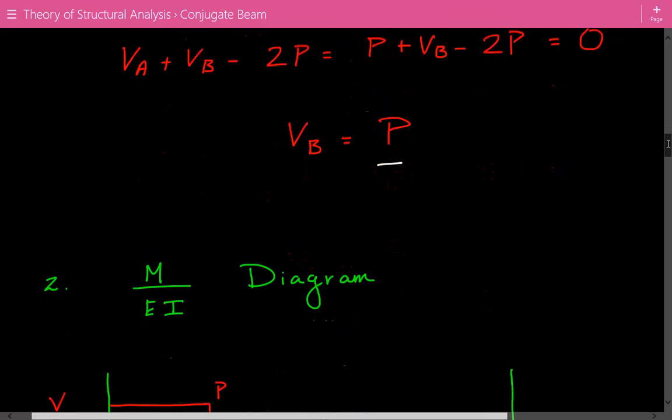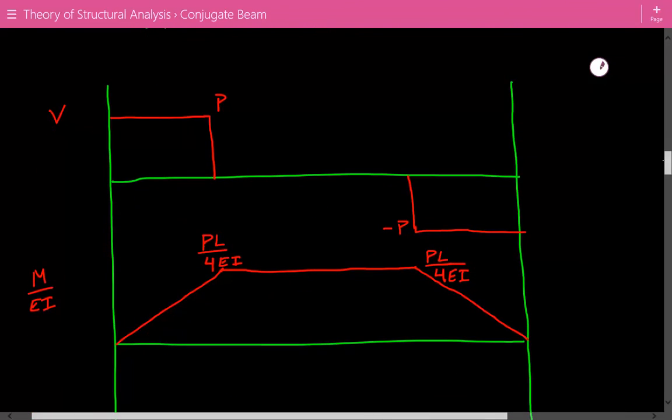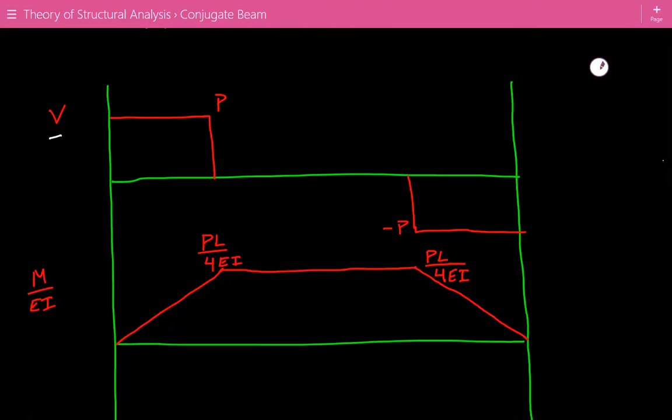Next, we're going to construct a shear and M over EI diagram. So here's our shear diagram, and then our M over EI diagram. The maximum value is going to be PL over 4EI.